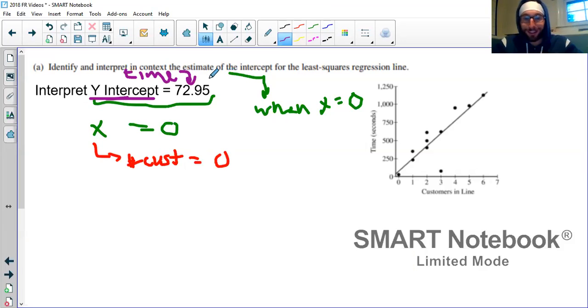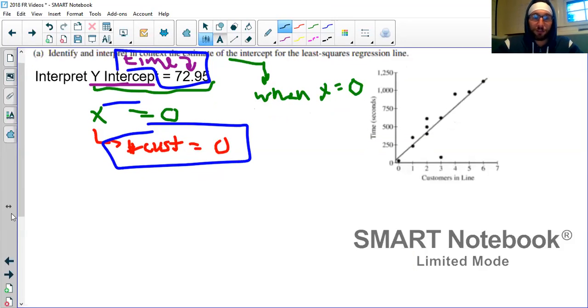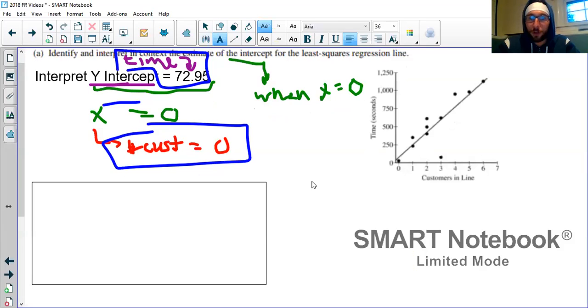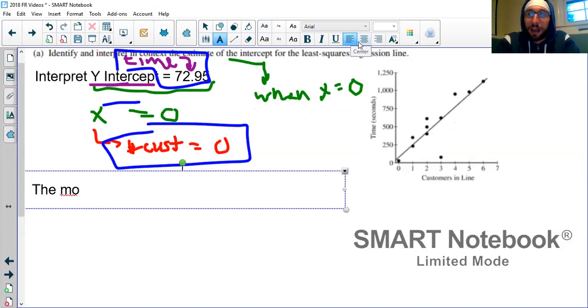So if we look at that kind of green and red and purplish, that's our sentence. When the number of customers in front of you in line is 0, the predicted time to complete your checkout is 72.95 seconds, something like that. So let's write it up. I'm going to try to write this. So we always want to specify that the statement we're making is just a prediction from this one model, from this one random sample of 11 customers. This may or may not be true in general. That's what we need statistical inference for.